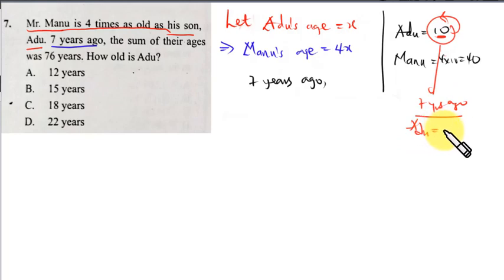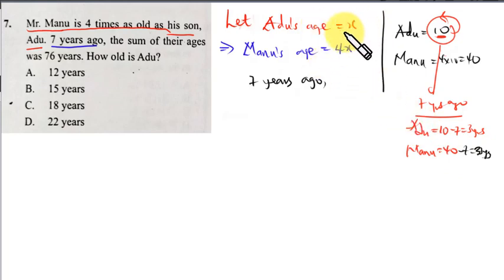7 years ago means that we have to subtract 7 from 10. So 7 years ago, Adu was just 3 years. If Adu is 10 years now, then 7 years ago, he was 3 years. And if Mr. Manu is 40 years now, then 7 years ago, Mr. Manu too was 40 minus 7 years, and that is 33 years.